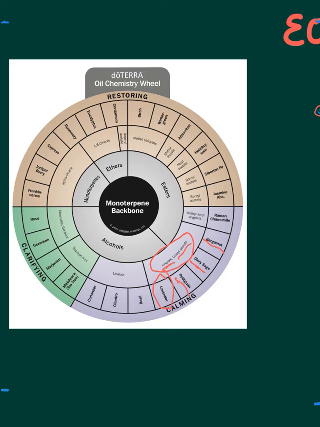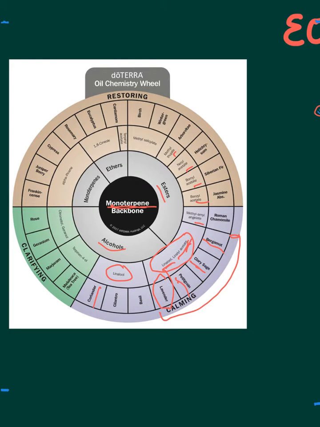So linalool is a monoterpene and it's an alcohol that's in this section. Linalyl acetate is a monoterpene, but it's an ester, so it has the ATE ending just like all of these other esters. So these guys here, lavender, petitgrain, clary sage, all have a similar base smell at least. So what's this linalool doing over here? Why is it separate from the other two?